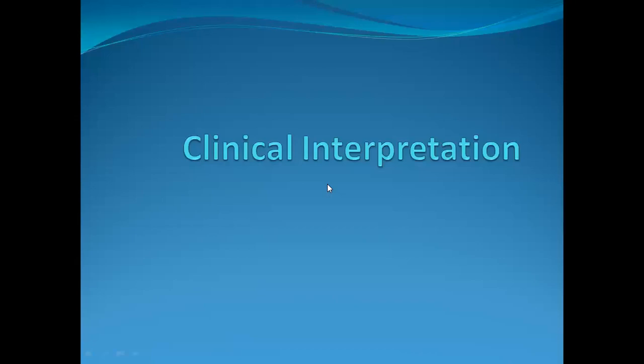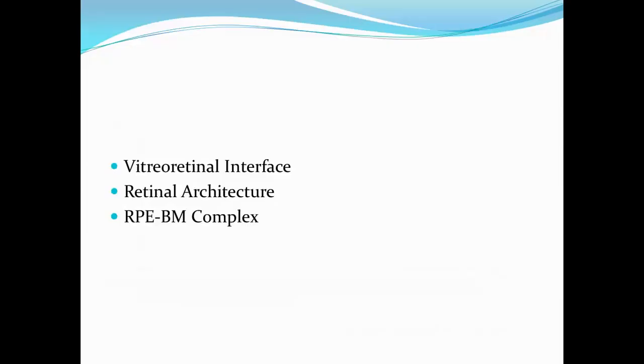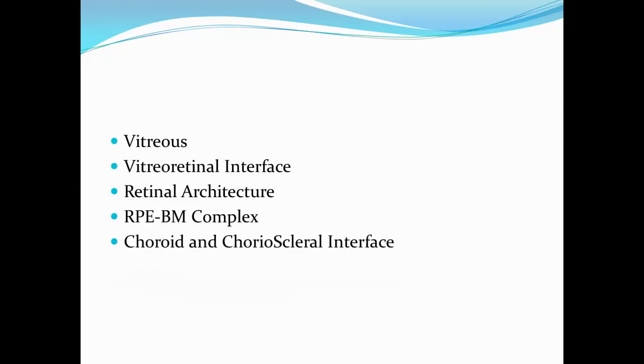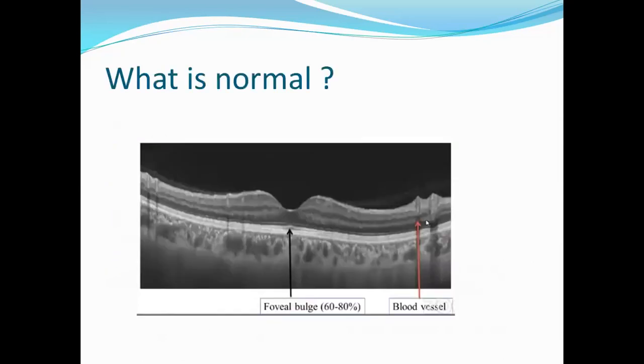Coming on to the clinical interpretation. Whenever you are reading an OCT, you should mention from inside out. So from the vitreoretinal interface to the retinal architecture, and then the RPE and Bruch's membrane complex. And of course, if you are seeing a swept source OCT or a spectral domain OCT with enhanced depth imaging protocol, then you should always mention the vitreous and the choroid and the choroidoscleral interface respectively.